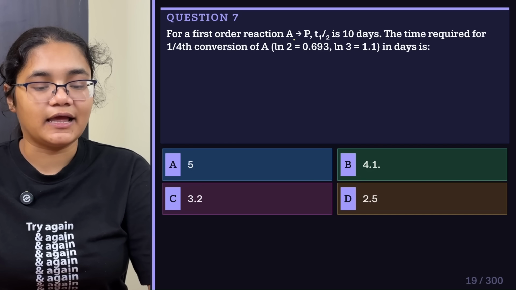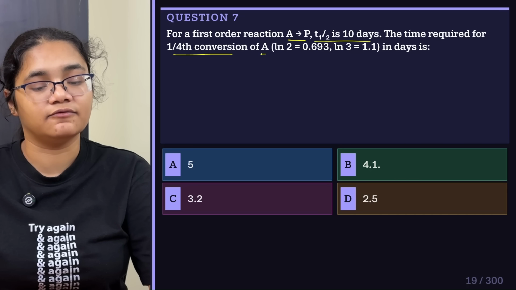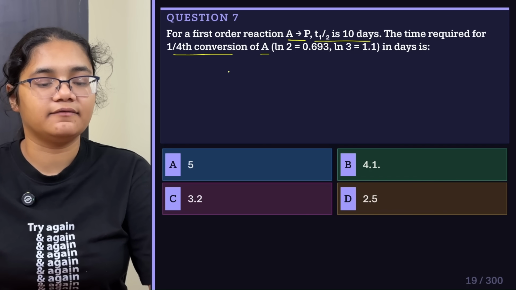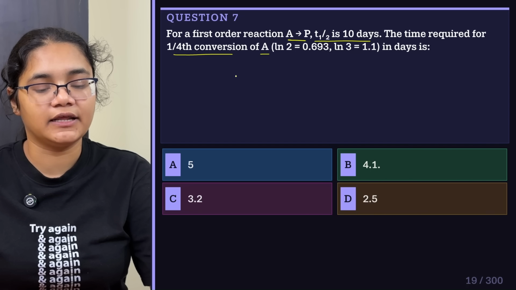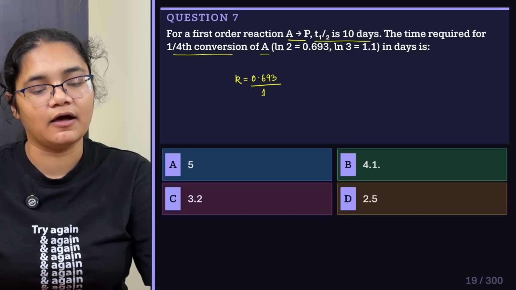Next, for a first order reaction A to P, T half is 10 days. The time required for 1 by 4th conversion of A is. This is again a very simple question. So we already have T half. So what is the value of K here? 0.693 by T half.